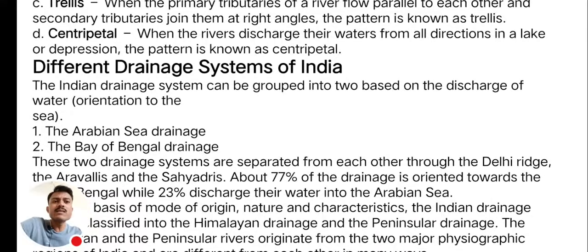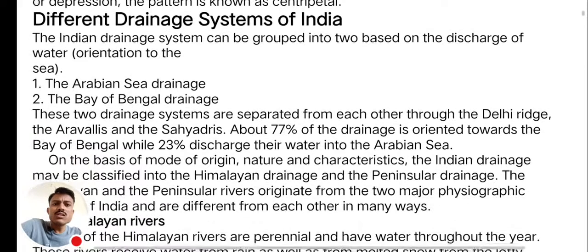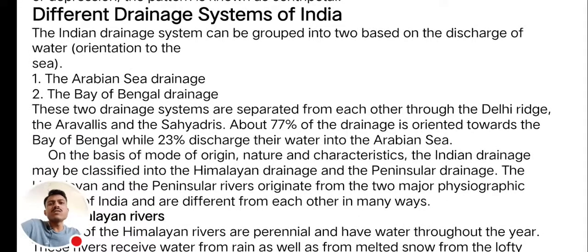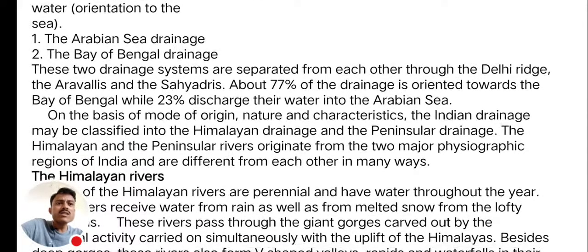The Indian drainage system can be grouped into two based on the discharge of the water and orientation to the sea, which are the Arabian Sea and the Bay of Bengal. Whichever river is going into the Arabian Sea, that is the Arabian Sea drainage, and whichever is going into the Bay of Bengal, that is called the Bay of Bengal drainage. Now 77% of the drainage is oriented towards the Bay of Bengal, and 23% discharges its water into the Arabian Sea. This fact is very important, because this can be asked in the UPSC. 77% are going to the Bay of Bengal, meaning maximum water from India is going into the Bay of Bengal, and only 23% is going into the Arabian Sea.